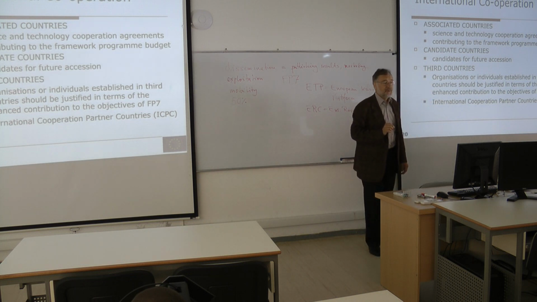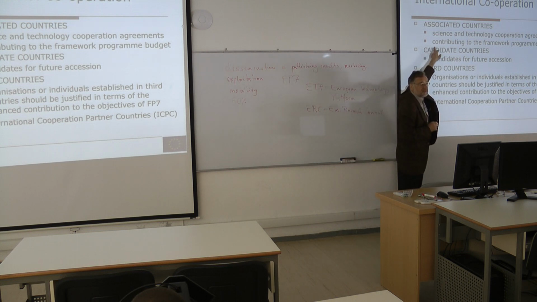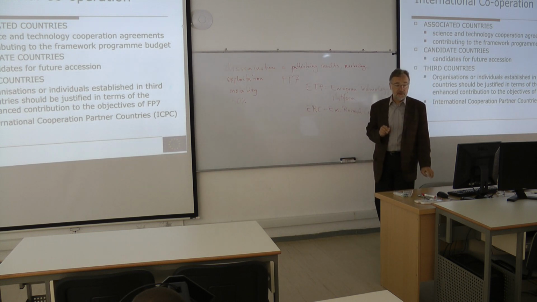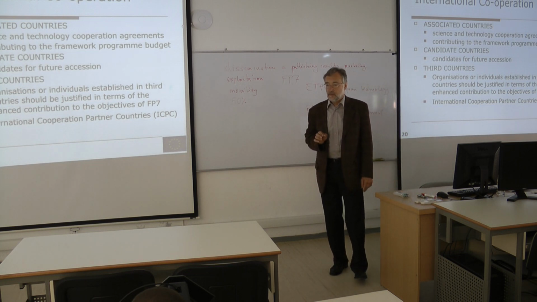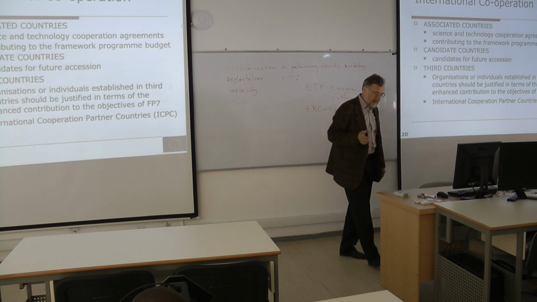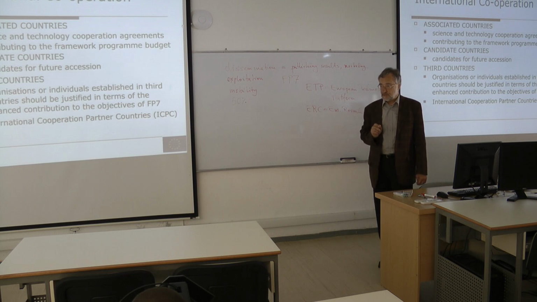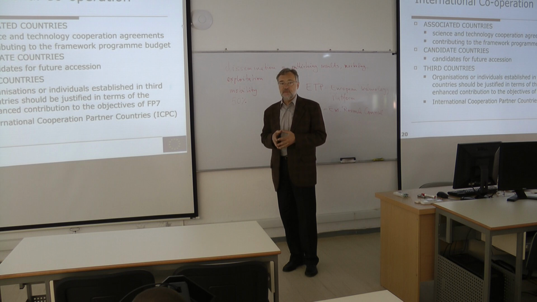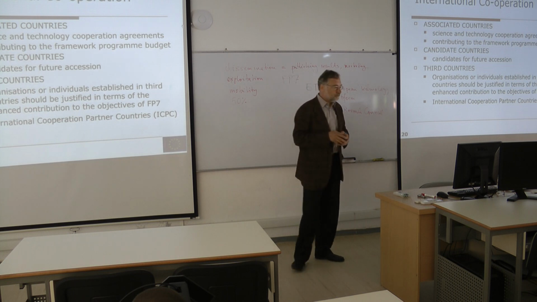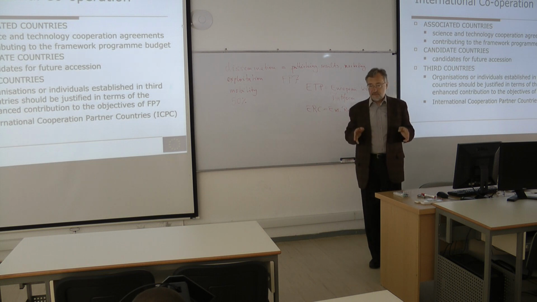In order to participate in FP7, you need to conclude a specific science and technology cooperation agreement. Of course, all candidate countries and pre-candidate countries, potential candidate countries, have concluded such agreements. This means that Bosnia and Herzegovina can participate without restriction in FP7. And this means also that all these countries have to pay their contribution.